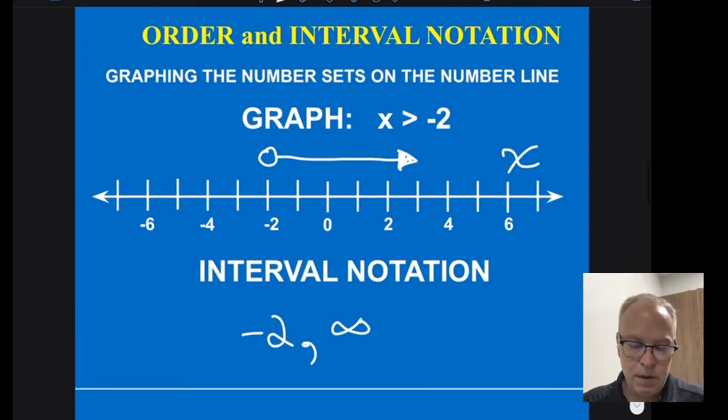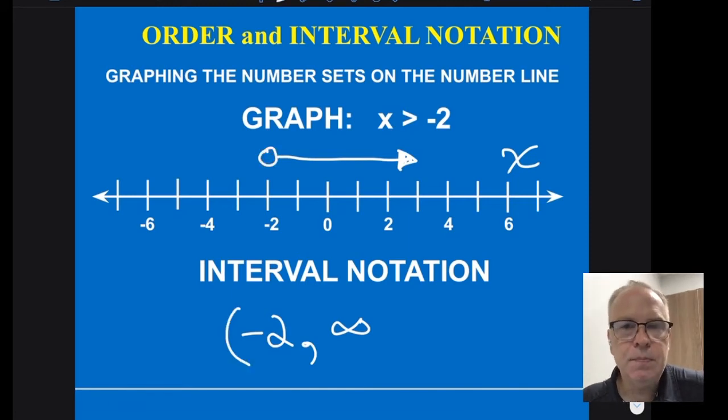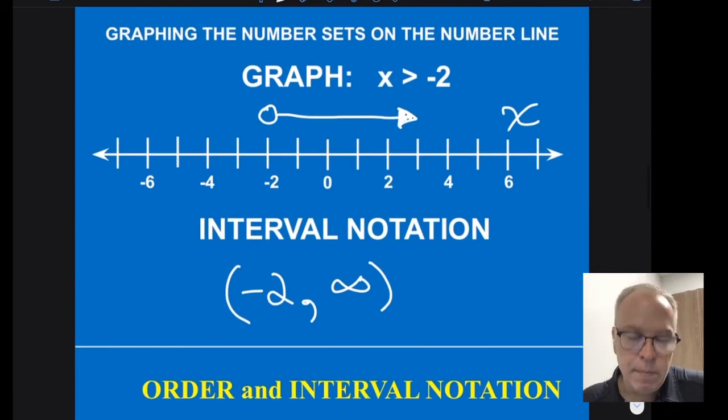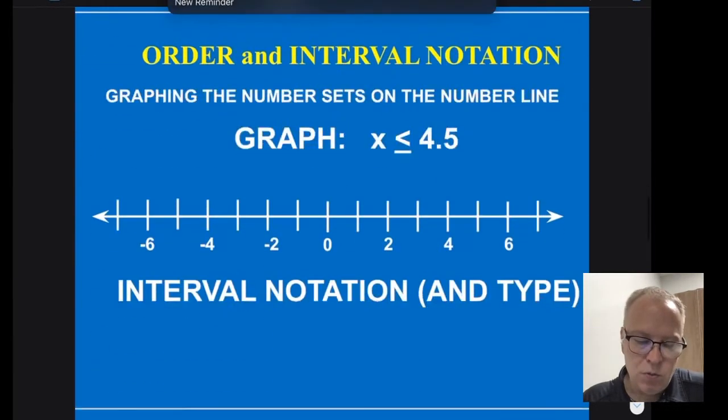How crazy is that? All right, so is this a bracket next to -2 or a parenthesis? We have an open circle. Open circles are parentheses. And then next to infinity, since we can never really literally touch infinity, we can't put a very hard break there. So we always put a parenthesis next to infinity. So that's the graph. X is greater than -2, or the interval notation, the interval from above -2. All right, the next one.